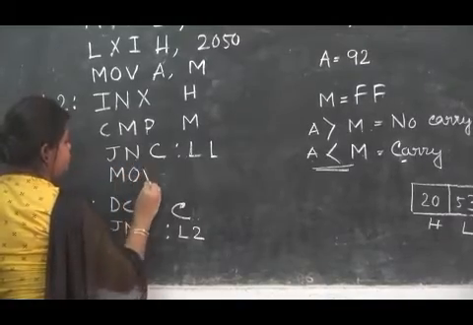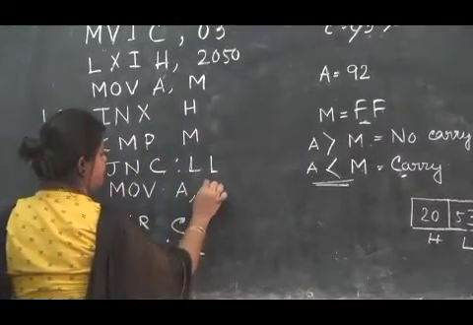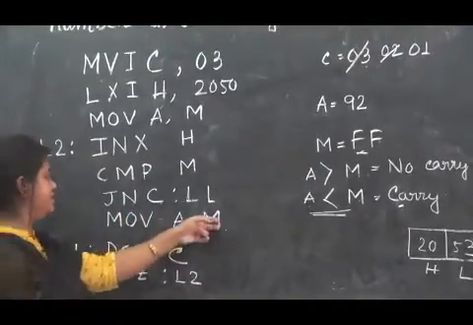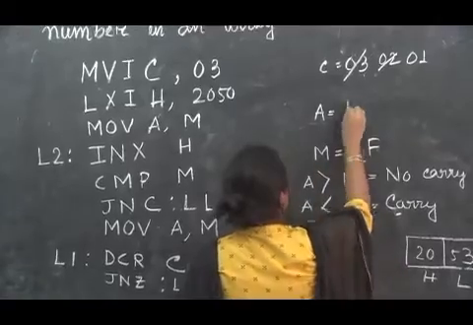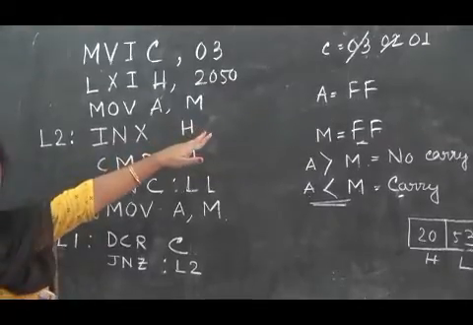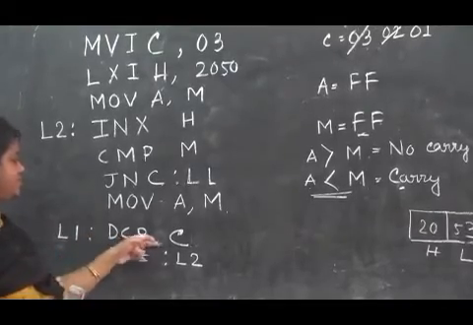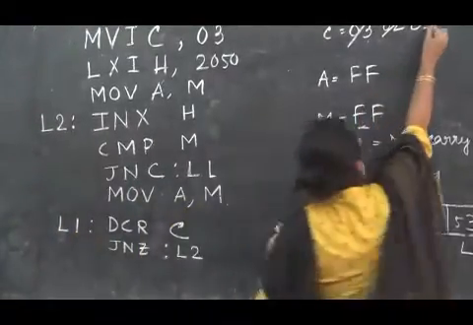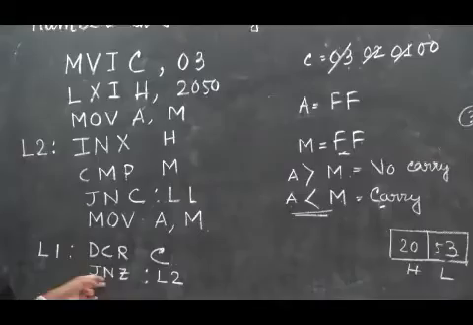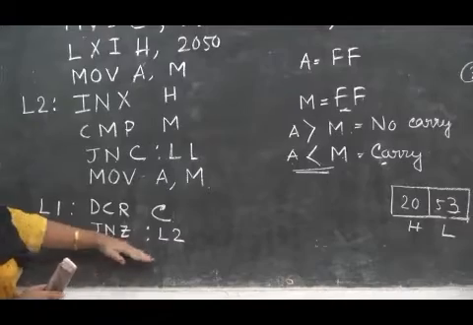That is, we have to move the highest value FF to the accumulator. MOV A, M. After executing this instruction, the value of the accumulator will be replaced by FF, so we get the highest value in the accumulator. Now the processor will come to the instruction DCR C. The C will again be decremented by 1, that is 00. There will be checking JNZ, jump if not 0. So it is 0, so it will not jump to the location L2.